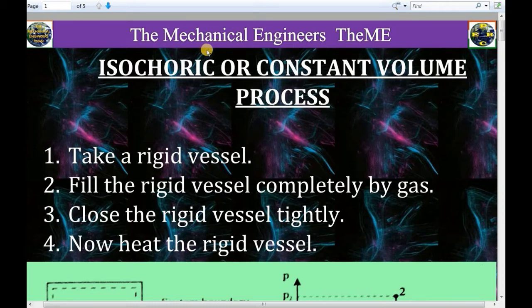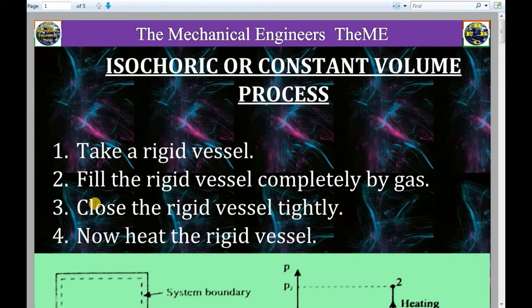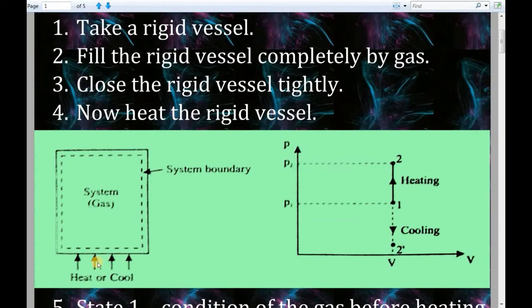Let's begin. Take a rigid vessel, fill the rigid vessel completely with gas, close the rigid vessel tightly. Now heat the rigid vessel. Due to heating of the rigid vessel, the velocity of the gas molecules will increase rapidly and they start colliding, due to which the heat will be transferred rapidly to the gas and the pressure and temperature of the gas will increase rapidly. The volume of the gas would also tend to increase, but here the gas is completely sealed inside the rigid vessel. Therefore, the volume of the gas will not be changed or increased.